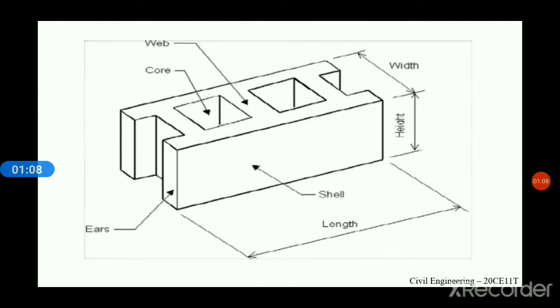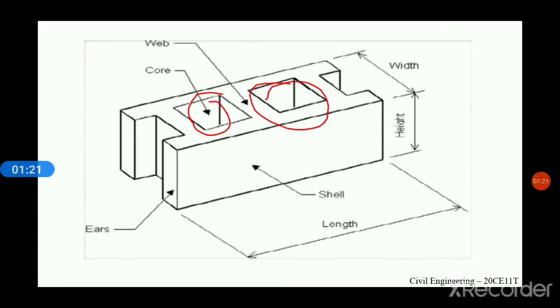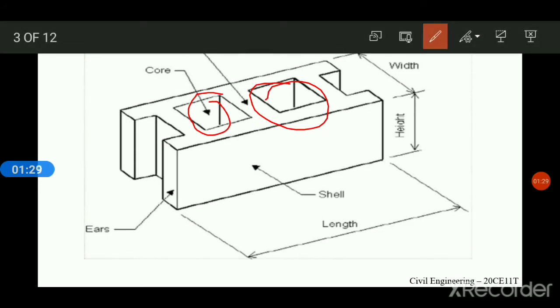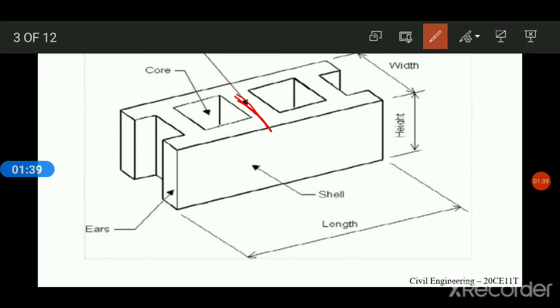You can see clearly in this figure, as I mentioned, there is a hollow that is called a core. This one is core. In between the cores it is called a web. So this portion is called web. And the bit of projection is called ears.